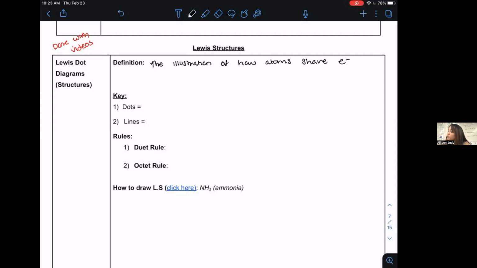Covalent. How atoms share, particularly not just any electrons, but valence electrons in covalent molecules, or covalently bonded structures, covalently bonded particles. Keyword here is covalent and share. Those are your keywords, covalent and share.